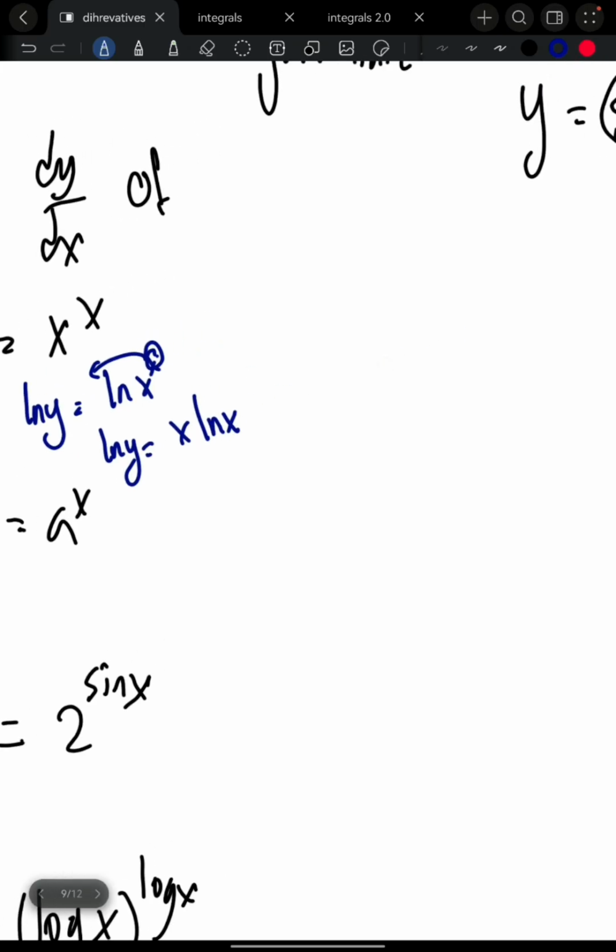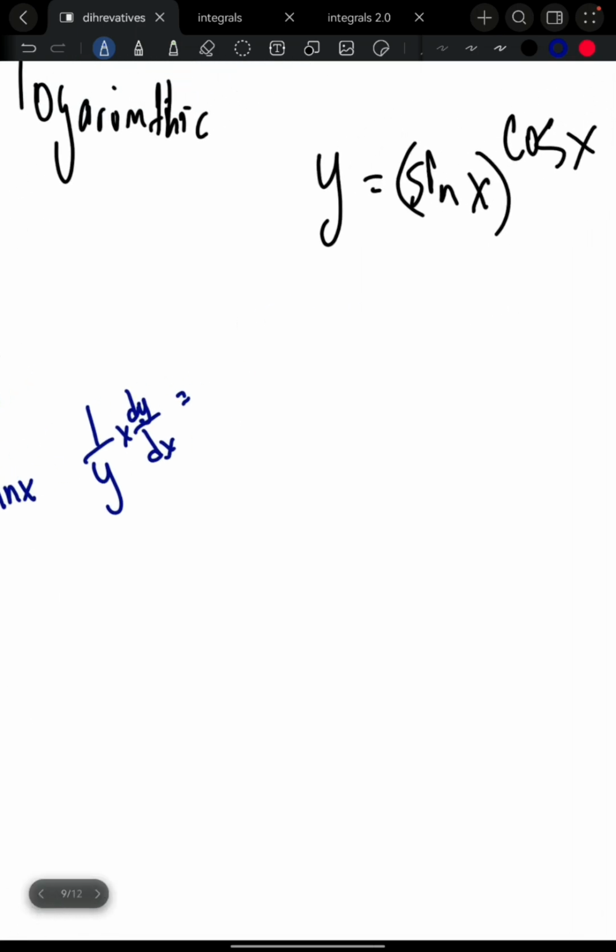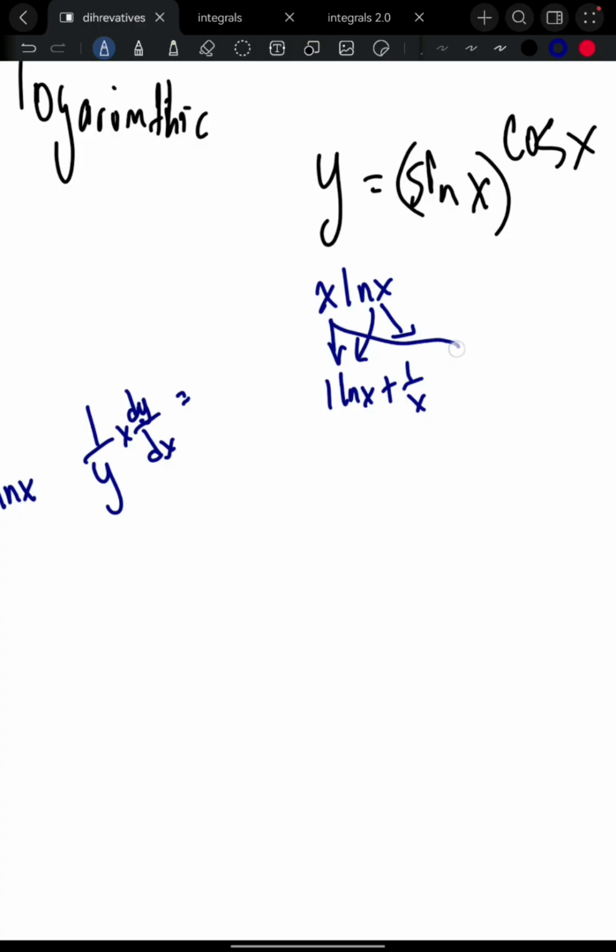The derivative of ln of y is just 1 over y, right? But don't forget the chain rule. So this is gonna be dy by dx, because you gotta multiply by the inside function, right? And then how do you differentiate x ln of x? So we're gonna use the product rule. We're gonna differentiate this, which is 1, times this, so ln of x, plus differentiate this, which is just 1 over x, times this, so x. This is just ln of x plus 1, because these cancel out.